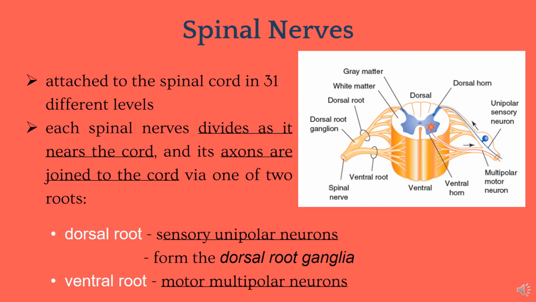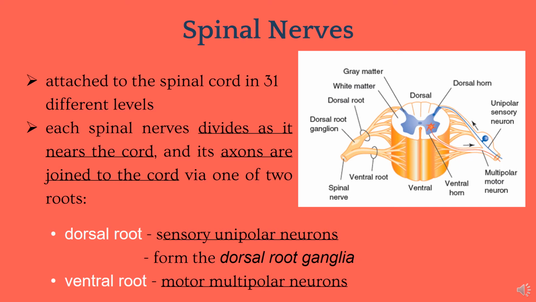The dorsal root neurons, whether somatic or autonomic, are sensory unipolar neurons, with their cell bodies grouped together just outside the cord to form the dorsal root ganglia. Many of their synaptic terminals are in the dorsal horns of the spinal gray matter.